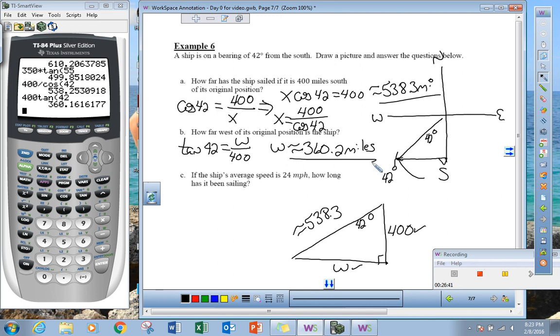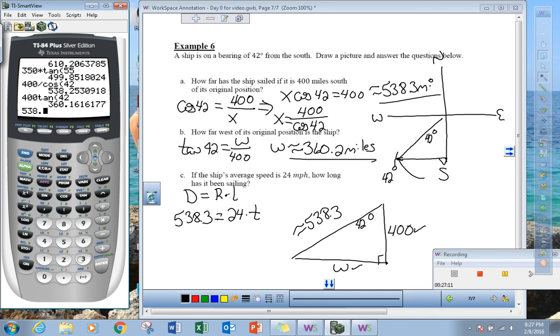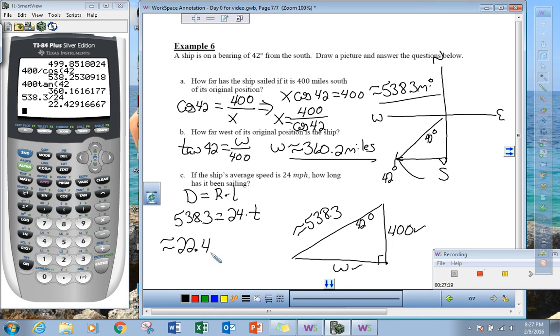Last but not least, if the ship's average speed was 24 miles per hour, how long has it been sailing? Well, I'm going to take my distance equals rate times time. The distance we traveled, 538.3, equal my rate of 24 times t. Let's take our 538.3 and divide it by 24. It's going to be traveling approximately 22.4 hours.